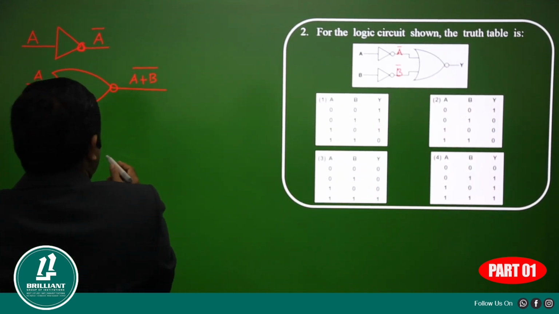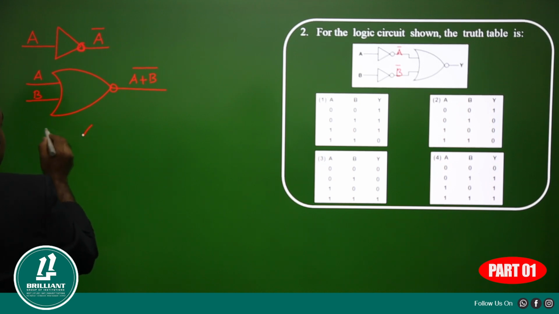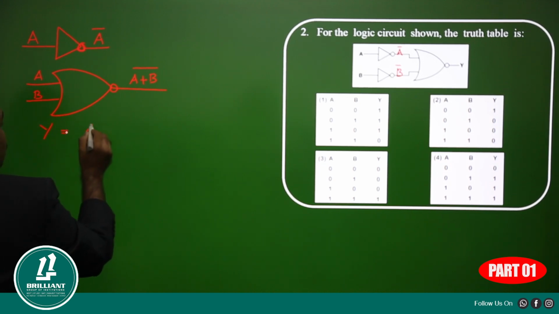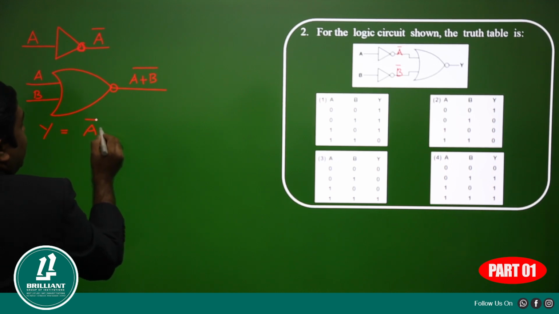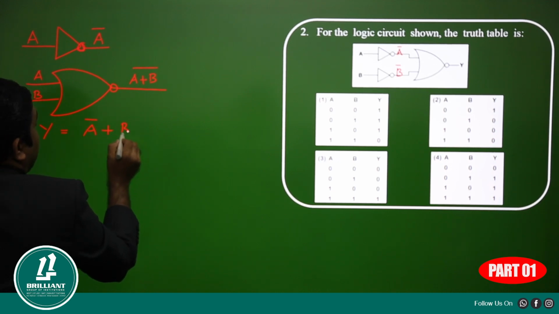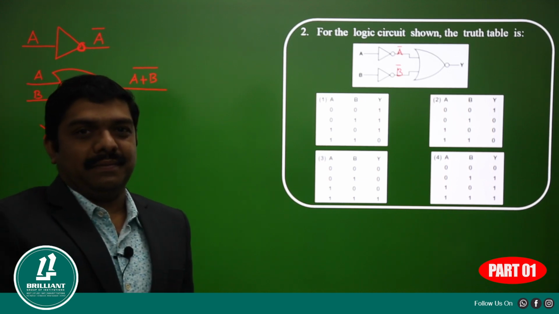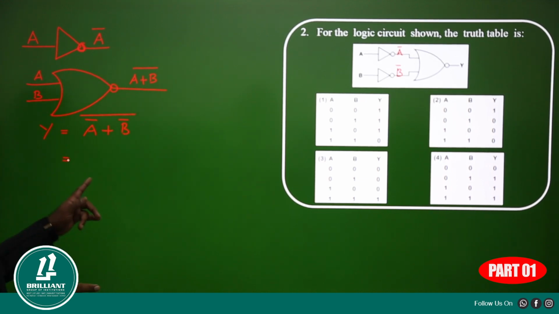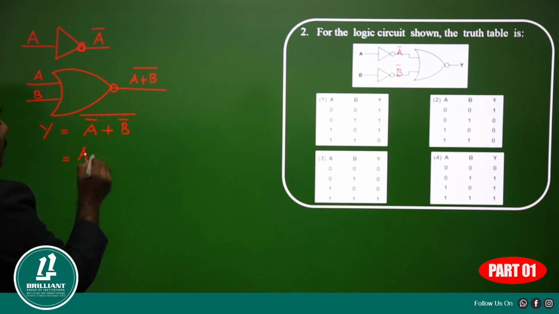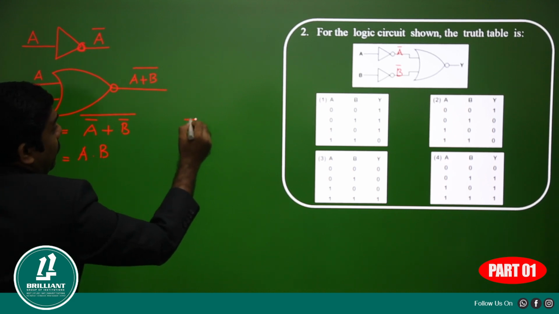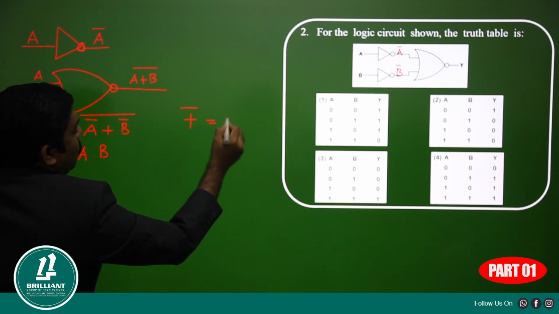So the output is equal to A complement or B complement, all complement. Now we know that negative of negative is positive. In that sense, A complement of complement is A. Or becomes and. Then B complement of complement is B. The complement of or is equal to and.